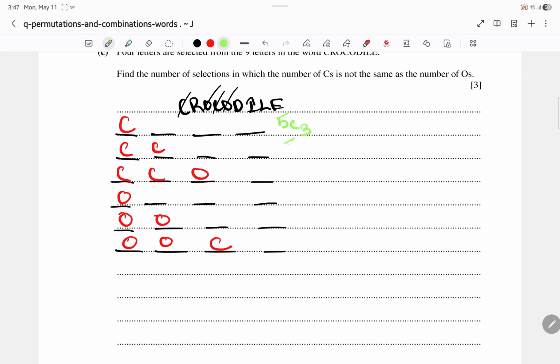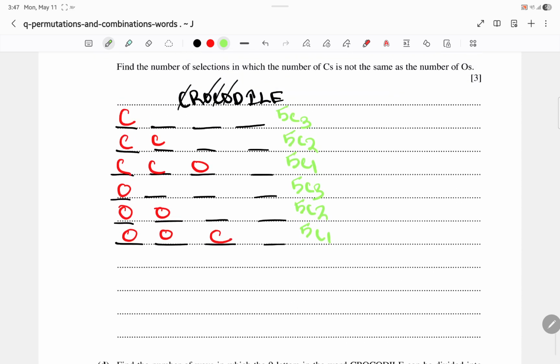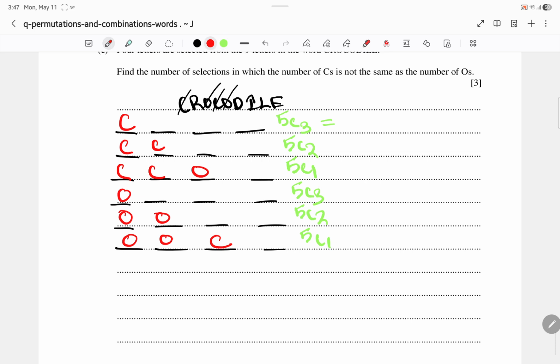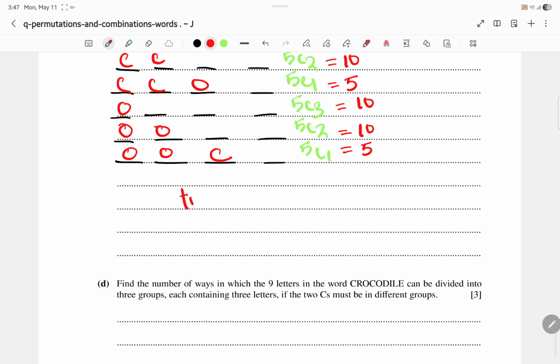And over here same, 5C2. Over here 5C1. Over here three letters, so 5C3, then 5C2, then 5C1. Alright, and this comes out to be 10. This becomes also 10. This 5, this 10, this 10, and this 5. If you add all of them up, the total comes out to be 50, right? Which is your final answer.